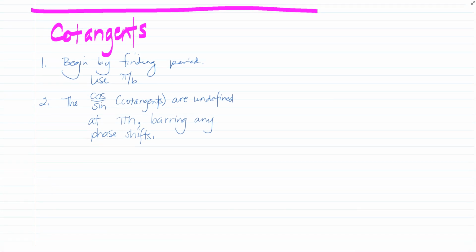Step 1, begin by finding the period. So let me create an equation. Let's say y is equal to cotangent of x. We'll do the parent function. Okay, so here, as you can see, the period is pi over b, so it's pi. Step 1 is done. Step 2.